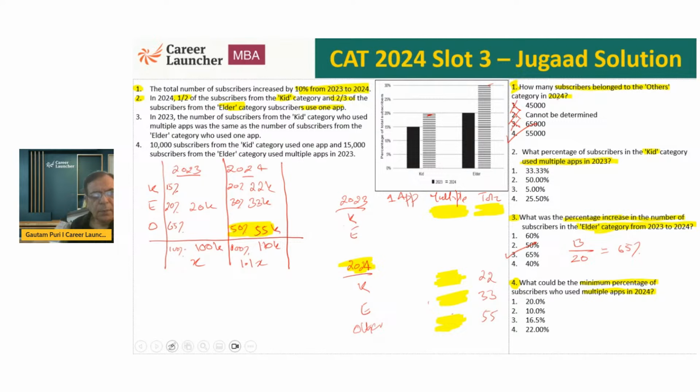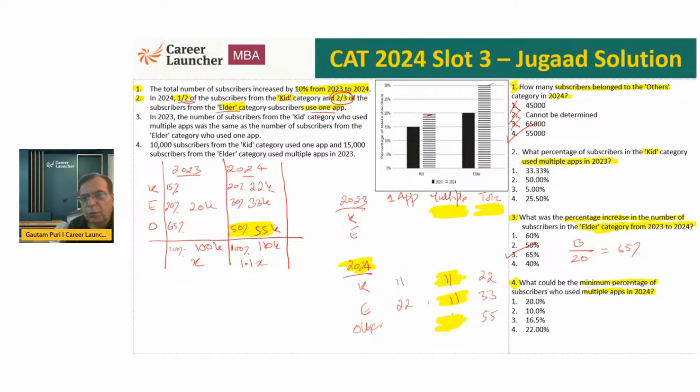Now, in 2024 statement 2, half the subscribers from the kid category use one app. That means out of 22, 11K are using one app. That means 11K will use multiple apps. And what did it say? Half the subscribers from the kid category and 2/3 of the subscribers from the elder category use one app. 2/3 of 33 is going to be 22. So this is 11.